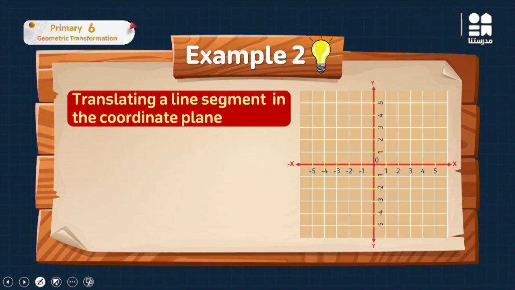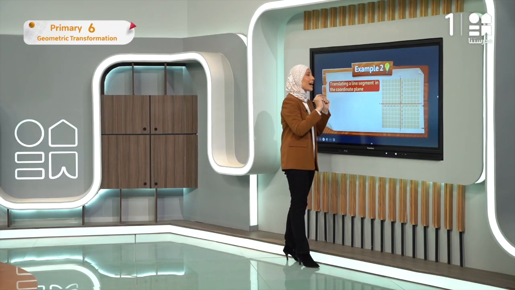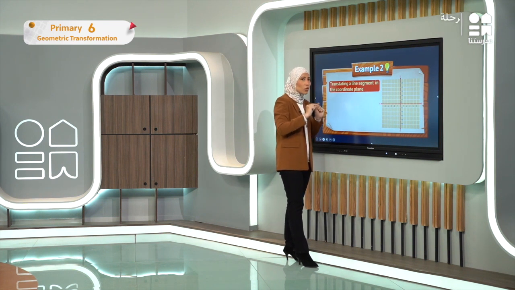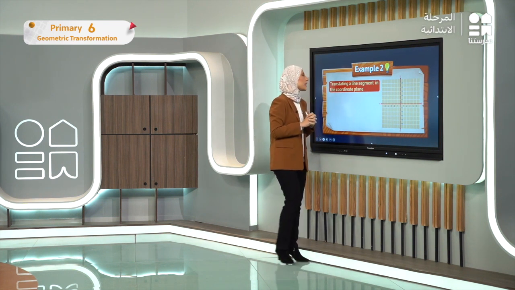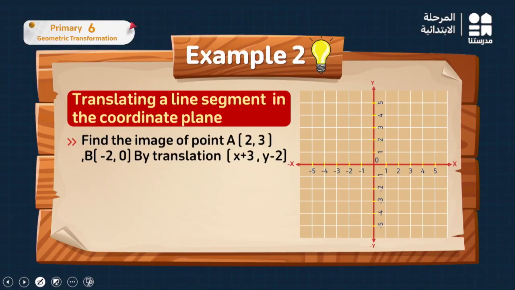الإكزامبل اللي بعده بيقول لي translating a line segment. المره دي مش هنعمل sliding أو translation لـ only one point، لا أنا هعمل sliding للـ line segment، هعمل translation للـ line segment in the coordinate plane. تعالوا بقى نشوف الإكسرسايز. بيقول لي find the image of point A. البوينت A بتاعتي هو مديها لي 2 and 3، والبوينت B بتاعتي negative 2 and 0. طبعا نفتكر إن دي الإكس ودي الواي، ده النمبر بتاع الإكس وده النمبر بتاع الواي. By translation x plus 3 و y minus 2.